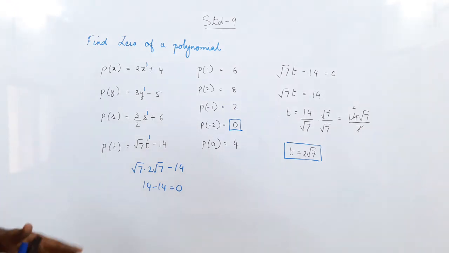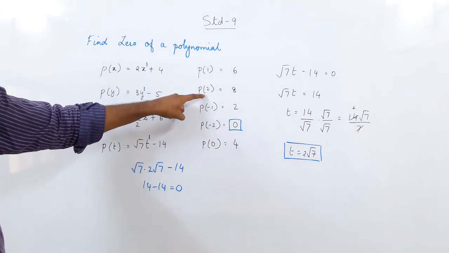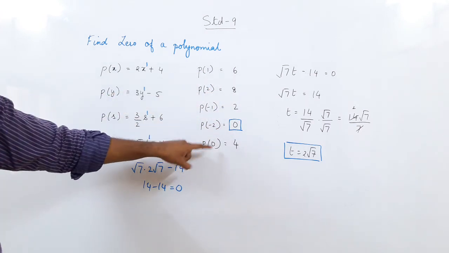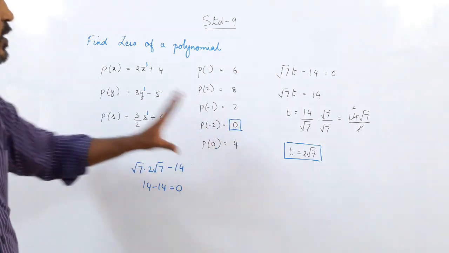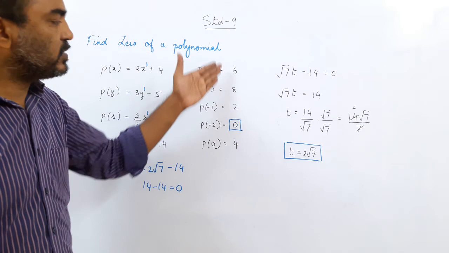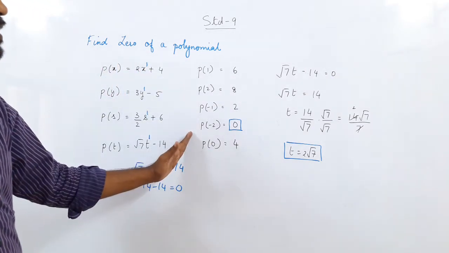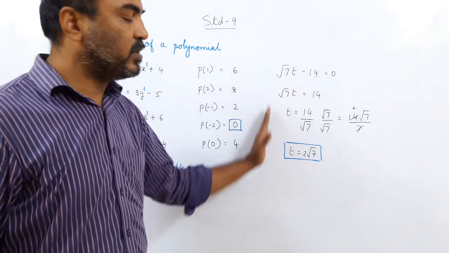Okay? So what have we learned today? Finding the value of polynomials when the value of x, the value of the variable, changes. You will realize in some cases the value becomes 0, in some cases the value does not become 0. That is called the trial and error method of finding 0, and the direct method is this.